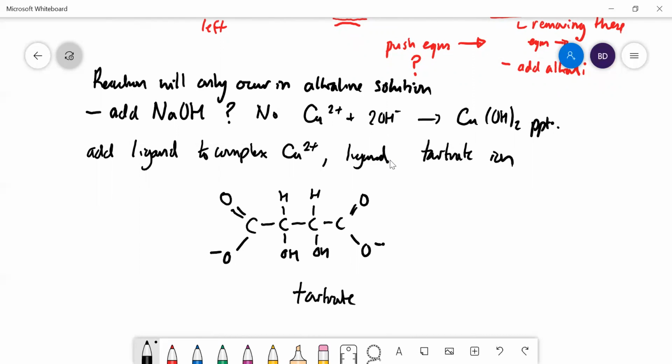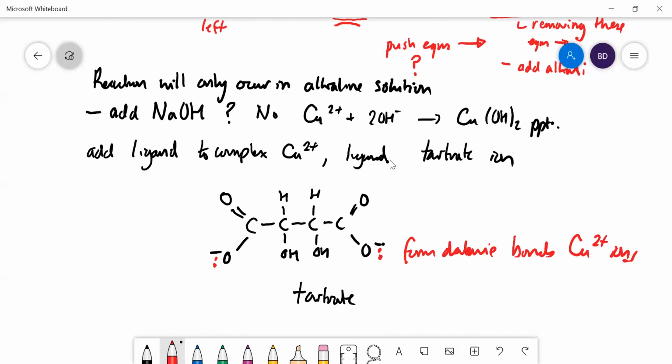And as you probably realize, the lone pairs of electrons that you've got here form dative bonds with the copper 2 plus ions, forming a complex, and that keeps it soluble.